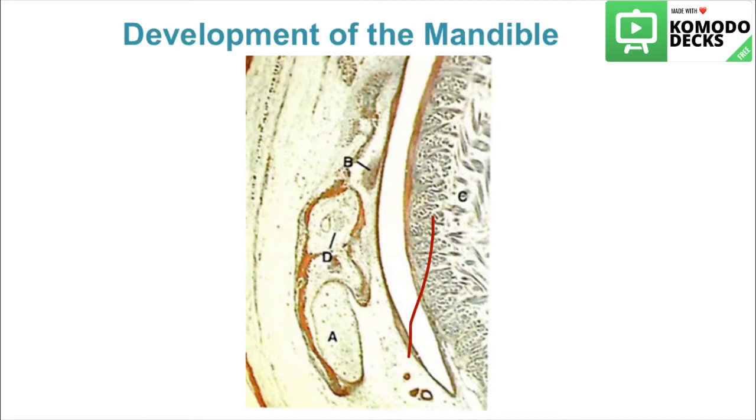As you see here, C is the developing tongue, A is Meckel's cartilage, B is the developing dental lamina, and the neurovascular bundle underneath, where D is, we see a nerve tissue, a vein, and an artery.